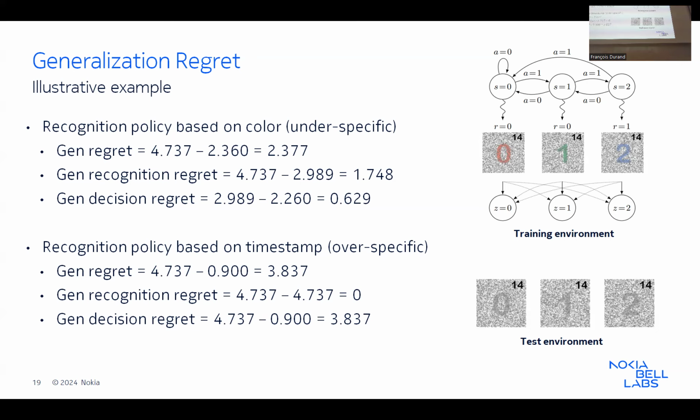So this basically gives some examples of how you can make errors in the recognition. The recognition of the state can lead to 2 types of errors, depending on whether you're getting information that's too tied to the training example, or it somehow doesn't convey the information that you wanted to get if you do it based on colors.